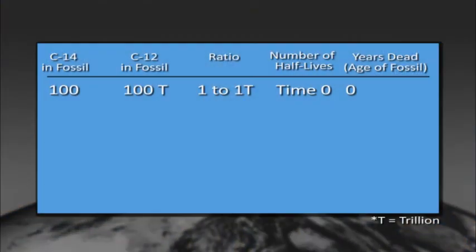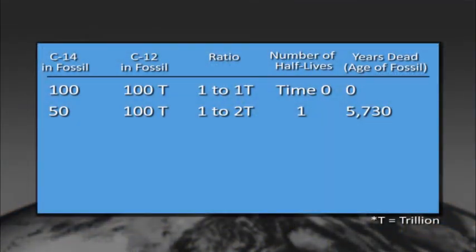So let's say, for example, we're just doing an illustration. We find a creature that just died. And let's say it has 100 carbon-14 atoms in it. That's what we measure. Now, we can measure those things. That's the present. We can do this. So in this creature that just died, we find 100 carbon-14 atoms. That would mean we'd have 1 trillion carbon-12 atoms. That gives us our ratio of 1 to 1 trillion, which is present in our atmosphere today. So we can measure that. That would mean 0 years have really expired. That means this creature just died.